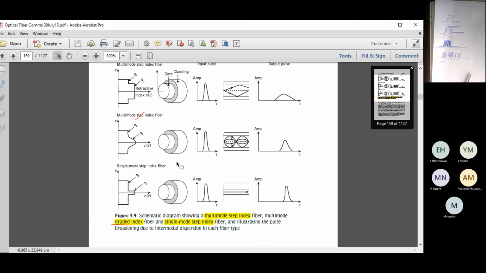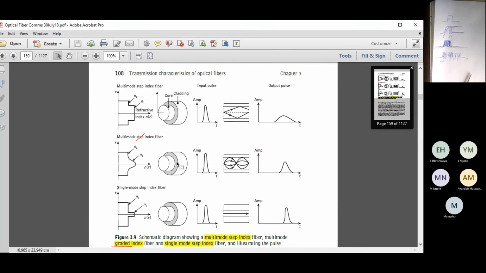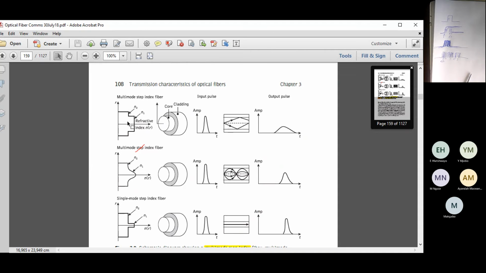Guys, then you must know this drawing 3.9. You can mark it. It's yellow. If I ask you to give me the difference between multi-mode, graded index, and single mode fiber, this is the difference. This one is a step index. You can see the step there in the N1 and N2 core. The input pulse there is so narrow. The meridional rays will transmit like this. And the output spread, the maximum bit rate or the bandwidth, will look like this.